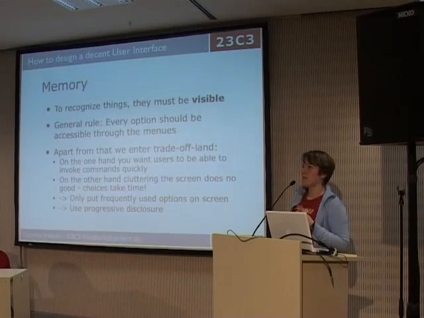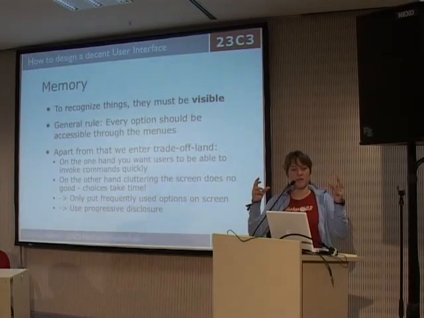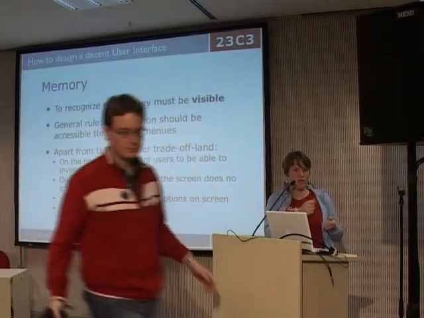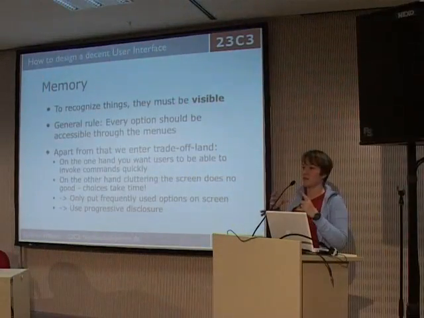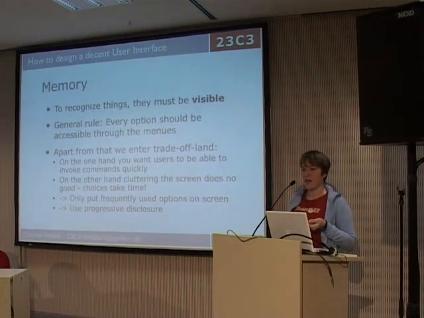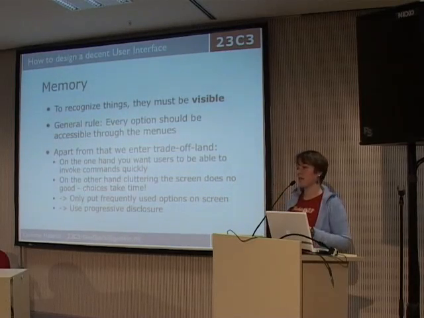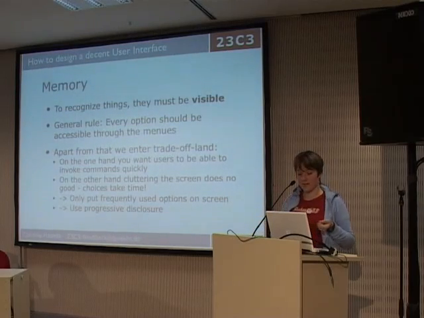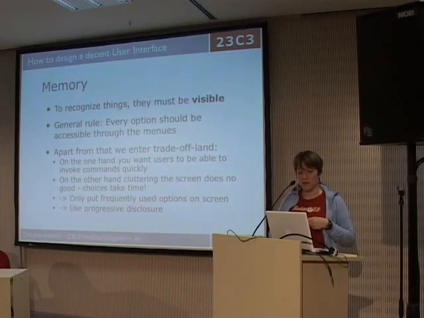Actually, it's not faster, because humans take time to make a choice. If there are many items, it takes us longer to distinguish which one is the one I want, which one is important to me. So if you clutter the screen with lots of things, that's a bad thing. The rule of thumb is that you should only put the most frequently used items into a toolbar or something like that. And then there's also a technique called progressive disclosure, which you can also employ successfully.